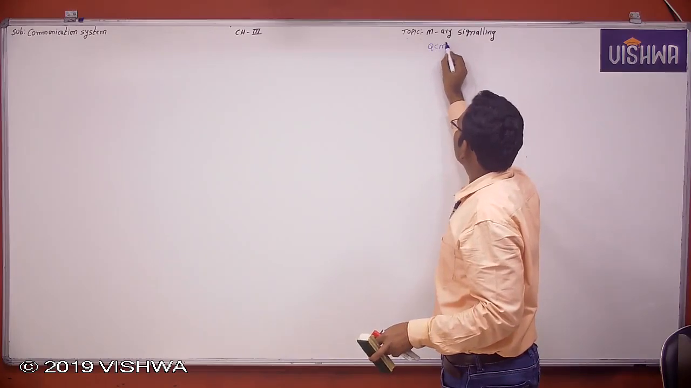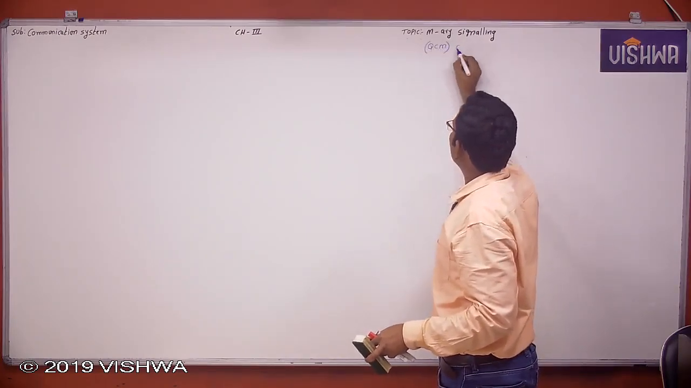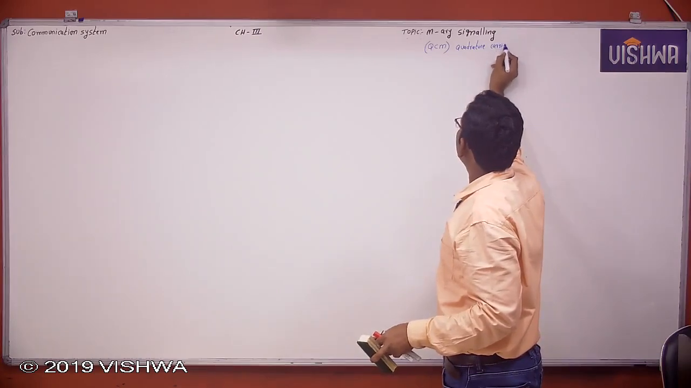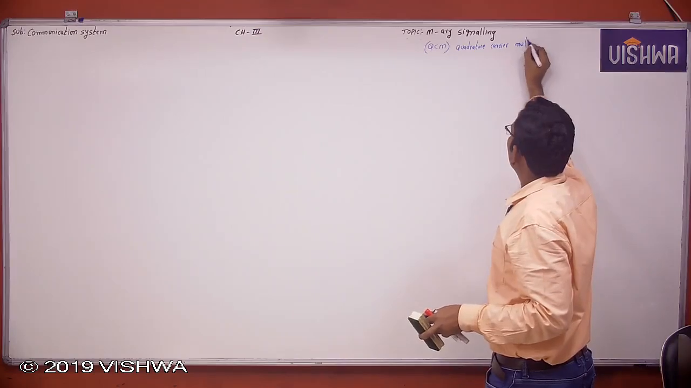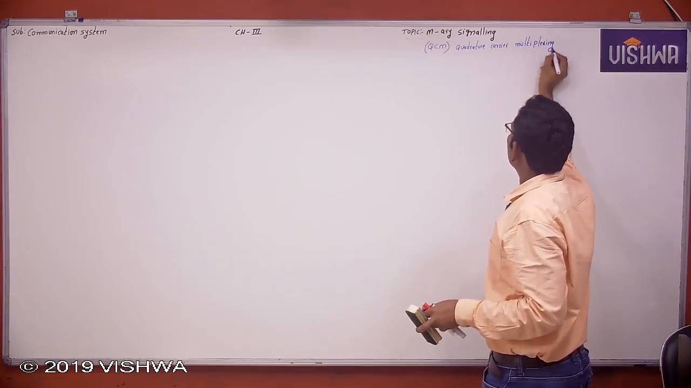QCM, quadrature carrier multiplexing. First, if you studied this, then you can easily understand the M-ary signaling. Okay, this is the quadrature carrier multiplexing.